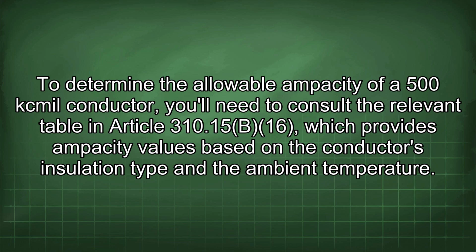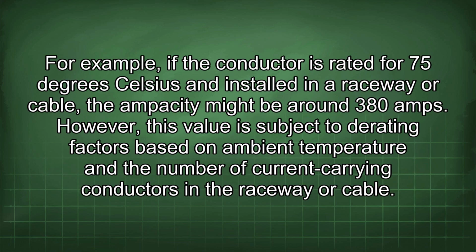To determine the allowable ampacity of a 500 kcmil conductor, you will need to consult the relevant table in Article 310.15(B)(16), which provides ampacity values based on the conductor's insulation type and the ambient temperature. For example, if the conductor is rated for 75 degrees Celsius and installed in a raceway or cable, the ampacity might be around 380 amps.